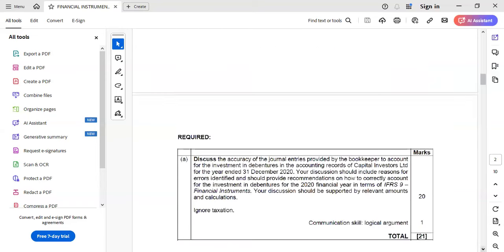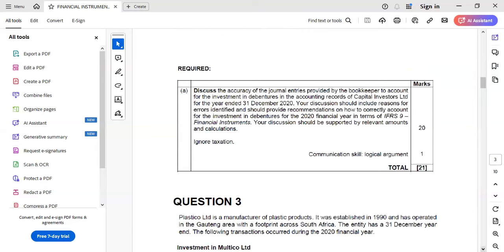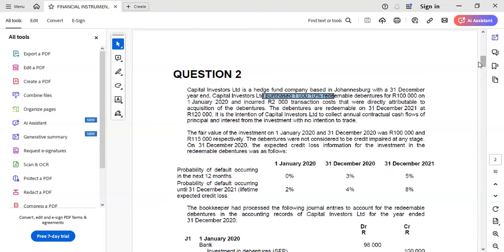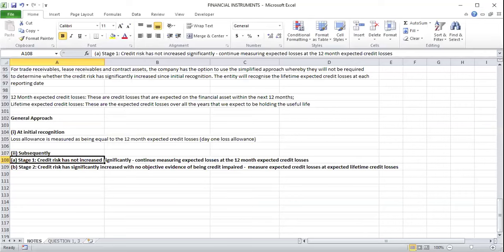So now the question is, discuss the accuracy of the journal entries provided by the bookkeeper to account for the investment in debentures in the accounting records of Capital Investors for the year ended 31 December 2020. Your discussion should include reasons for errors identified and should provide recommendations on how to correctly account for the investment in debentures for the financial year in terms of IFRS 9. Your discussion should be supported by relevant amounts and calculations. Ignore taxation. Right. First of all, I want you to follow my argument here.